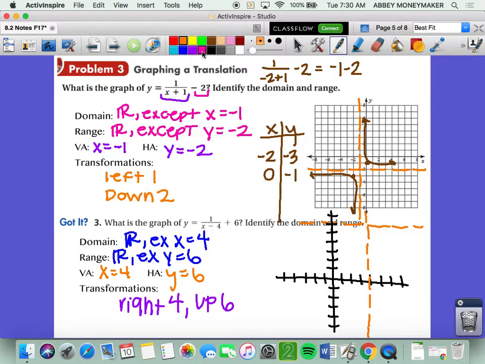Okay? So what would be some good points to use here when I graph? Well, what's going to make that denominator pretty nice? I'm thinking 3. Because 1 over 3 minus 4 would give me -1 plus 6. That would give me 5. And then maybe let's use 5. Because 1 over 5 minus 4 would give me 1 plus 6 would give me 7. And then I can sketch my graph. And I'm done.